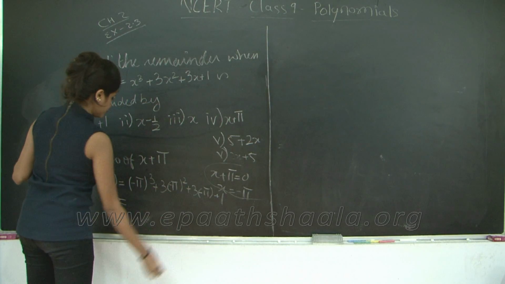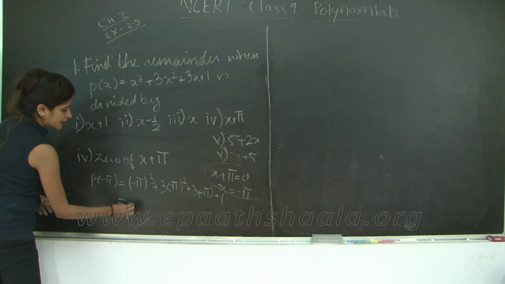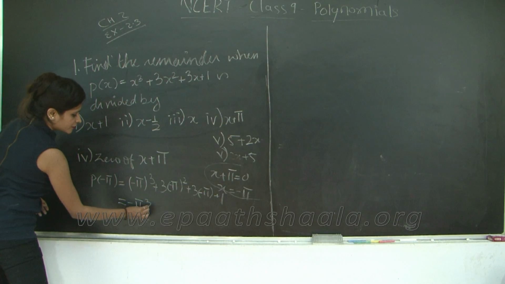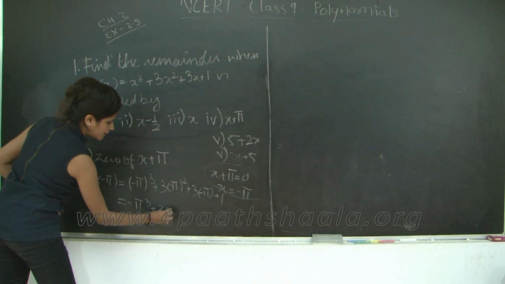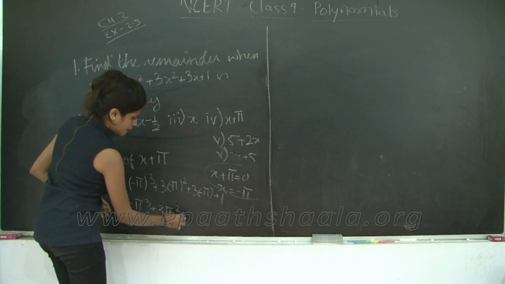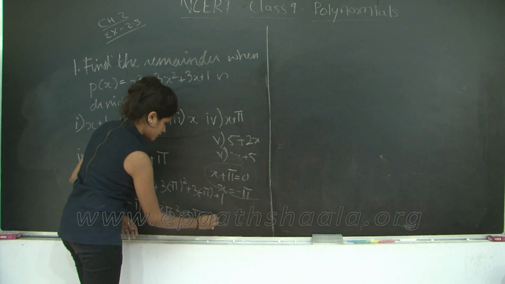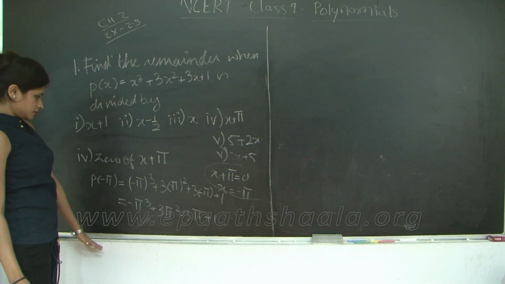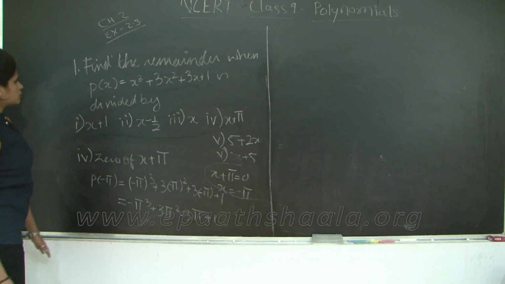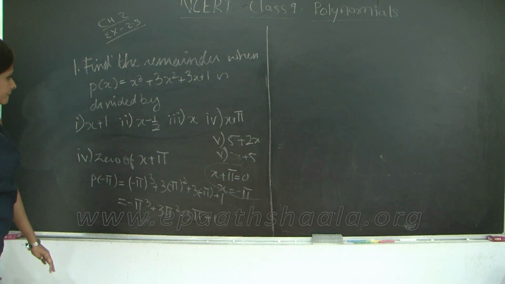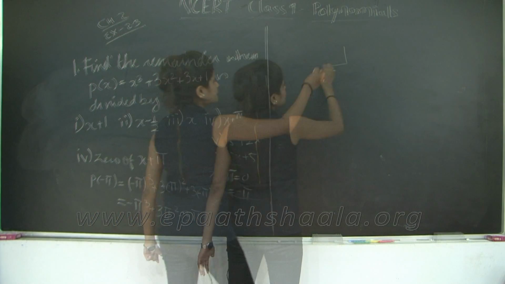The cube of a negative number is always negative. So minus pi cube plus 3 into minus pi square is going to give me 3 pi square, minus 3 pi plus 1. Let's see if we can cancel anything. No, we can't really cancel anything. Let's solve using the long division method.